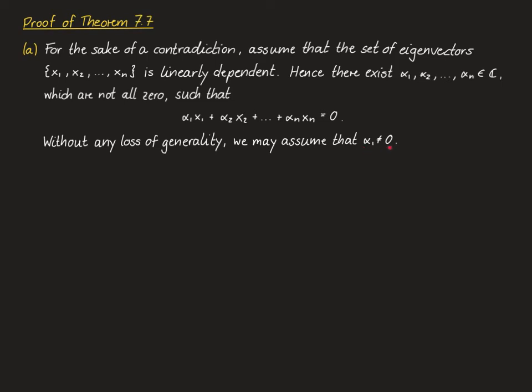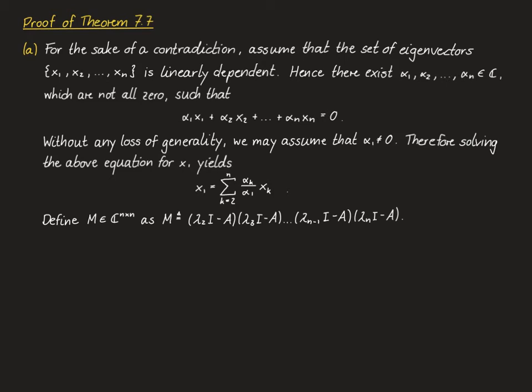Now, if alpha 1 is non-zero, this means we can solve this equation for the eigenvector x1, and we get x1 is equal to the sum of k from 2 to n of alpha k divided by alpha 1 times xk. Now we define an n by n matrix that we call M as follows. So M equals (lambda 2 I minus A) times (lambda 3 I minus A), and so on up to (lambda n-1 I minus A) times (lambda n I minus A).